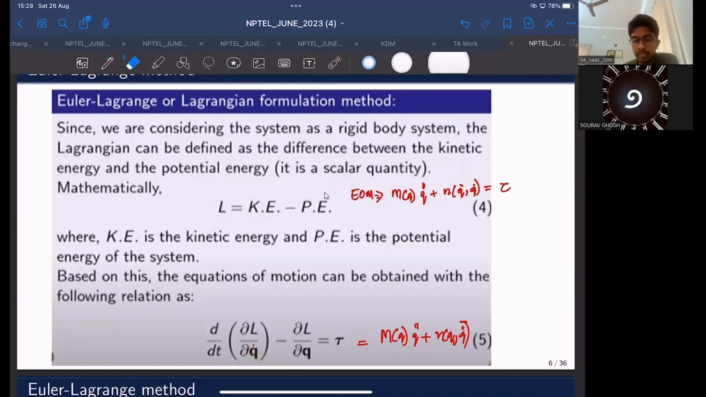So if a robotic system has two rigid bodies, like an RR manipulator, this q would comprise q1 and q2, the individual joint variables. So we have to formulate this equation twice, with respect to each of these variables, q1 and q2. The first equation would be the Lagrange equation with respect to the joint variable q1. This would give you tau1.